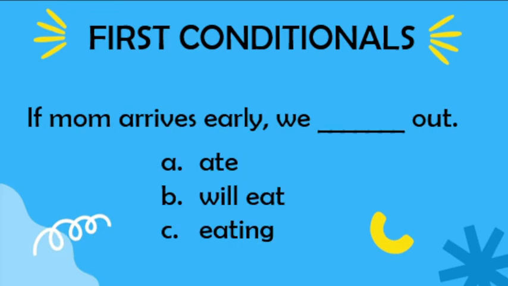Let's have more examples. If mom arrives early, we blank out. A, ate. B, will eat. C, eating. If mom arrives early, we will eat out. Remember, in the first conditional, the verbs are in simple present and simple future.